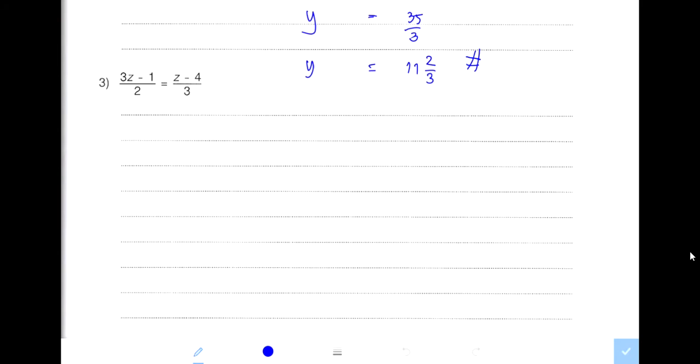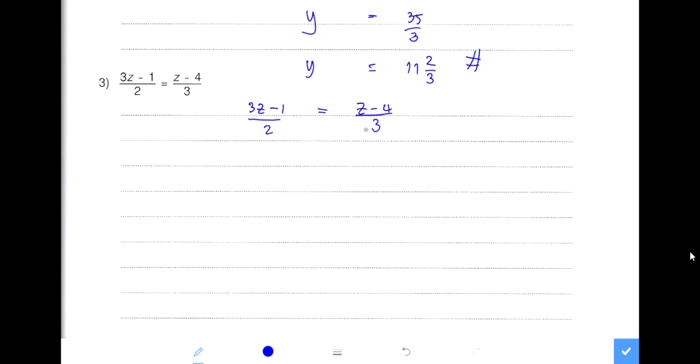Okay, this one is number 3. Let me write it again. This time the variable is z. The variable is not x, and the variable is not y. And divide by 3.